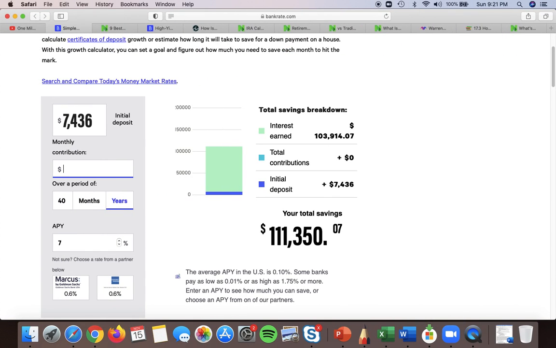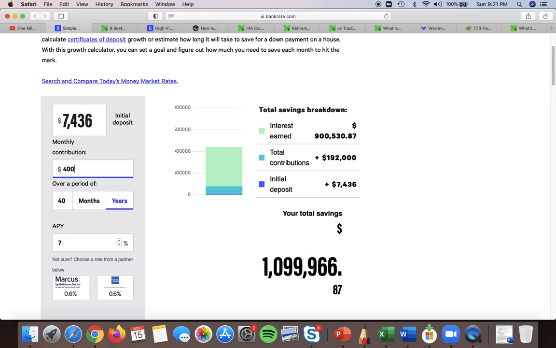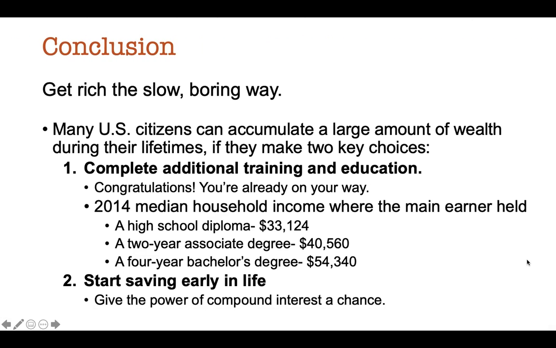If instead they were a little bit more disciplined and maybe they could save $400 a month moving forward. So they make that contribution the first year, and then every month after that, they continue to put $400 into a well-diversified stock portfolio. By the time they retire, they're a millionaire. So a lot of the time, saving and investing requires discipline, patience, practice, but people can accumulate large amounts of wealth by making these 2 key choices.